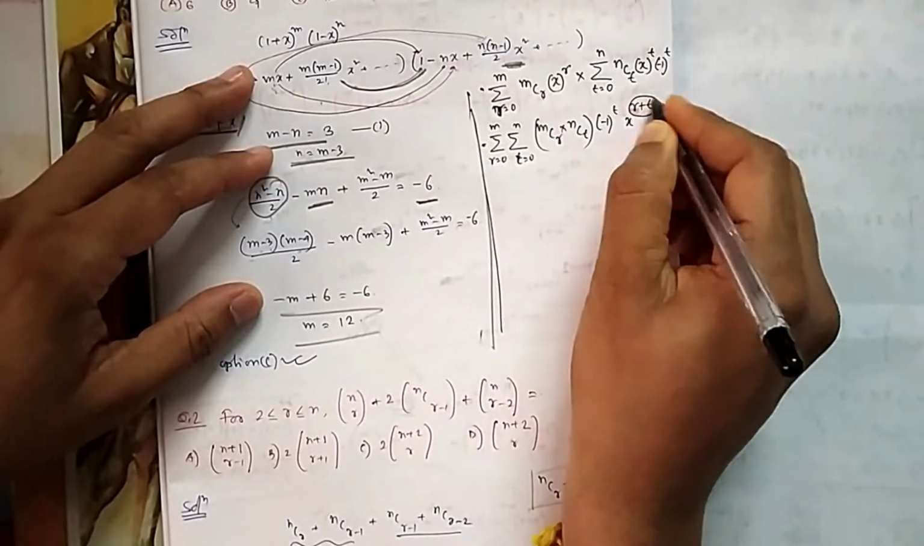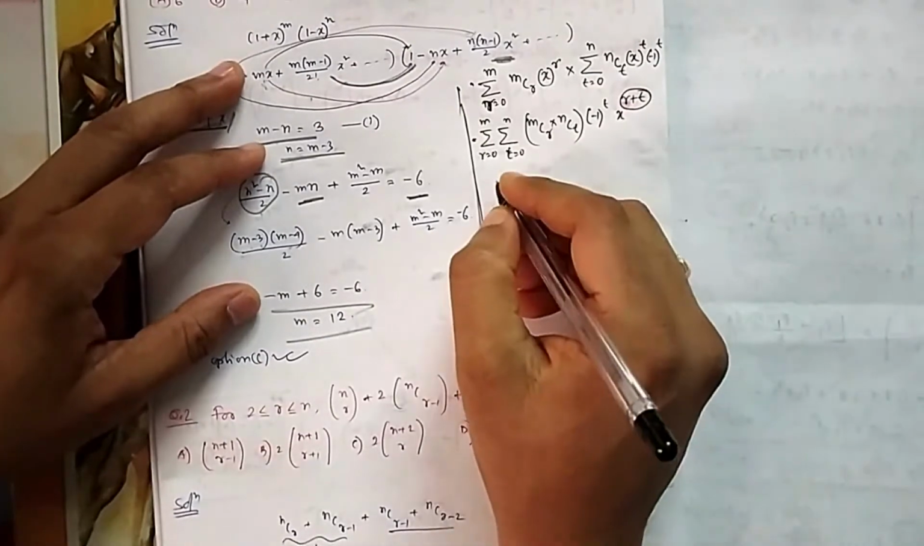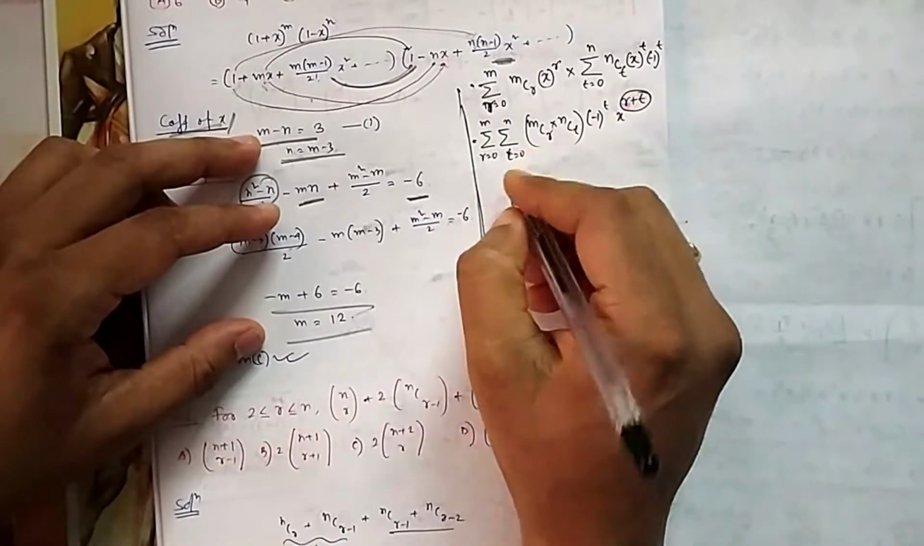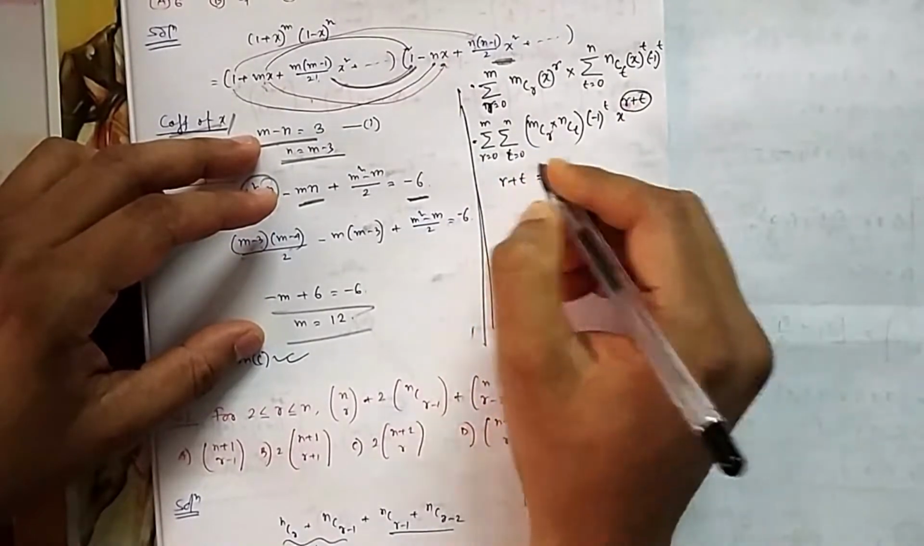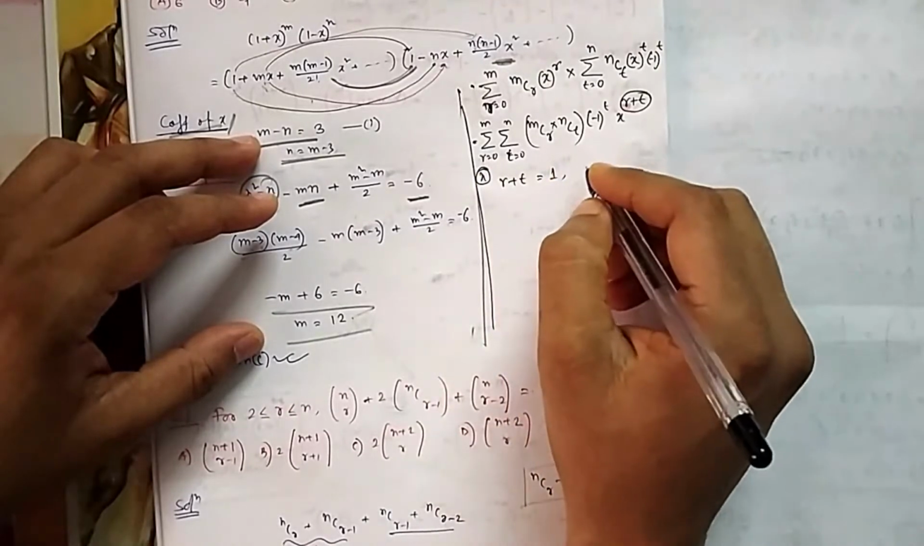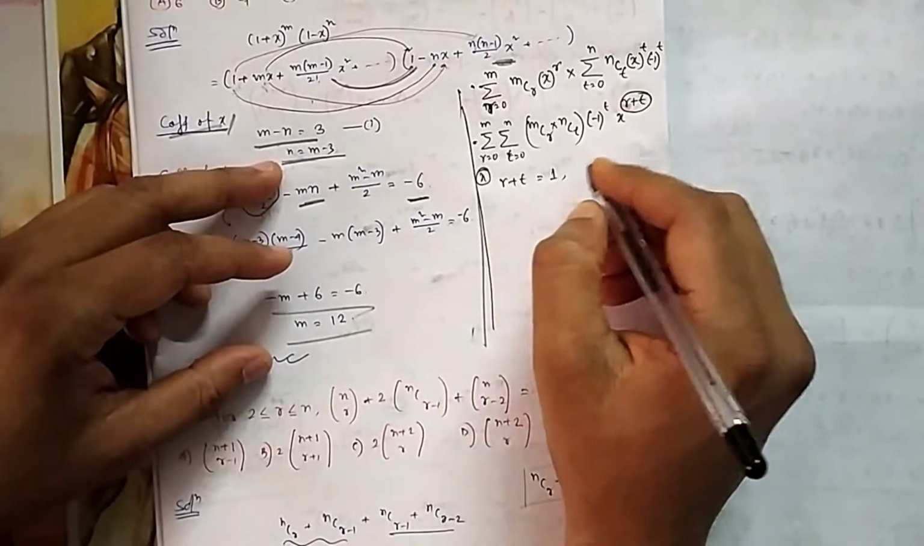Now these r plus t, for x you need x to the power 1, so your r plus t should be equal to 1 if I am considering the coefficient of x only. So r plus t should be equal to 1. So what are the possibilities? You have two possibilities.